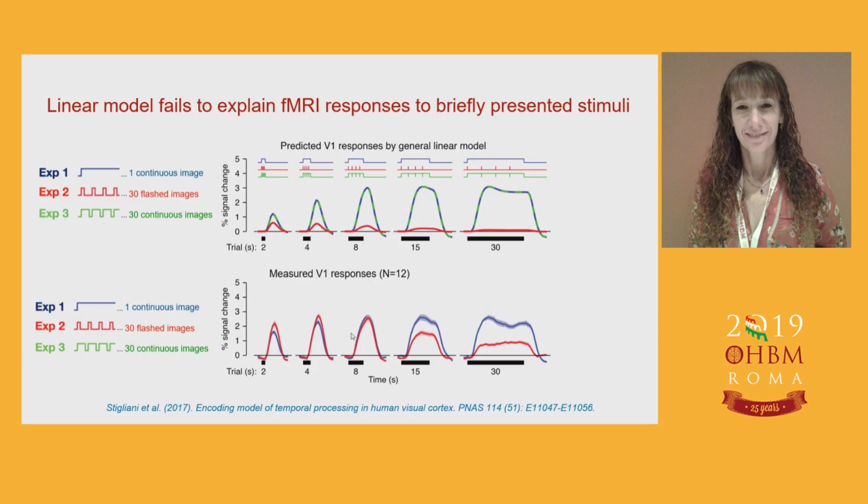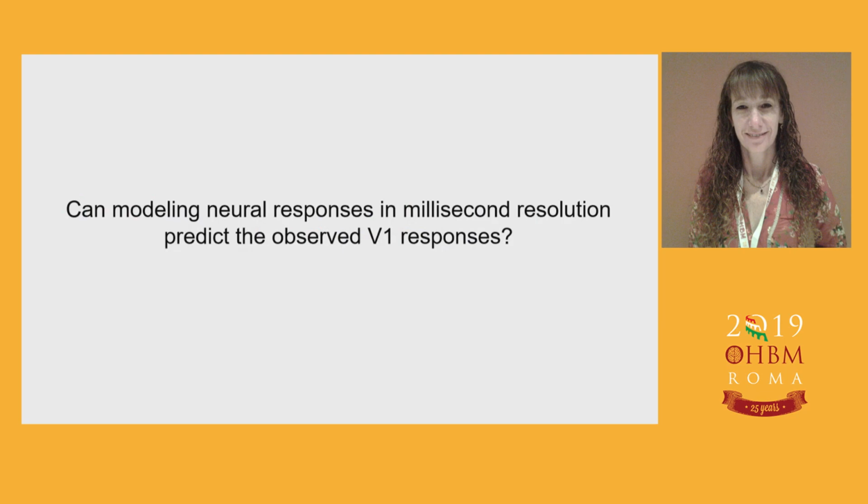Responses in experiment 3 also deviate from the prediction of the linear model because responses are higher than both experiment 1 and experiment 2. This suggests that both the duration and the number of the stimuli in a trial affect V1 responses. So the question is, can modeling neural responses in millisecond resolution predict the observed V1 responses?